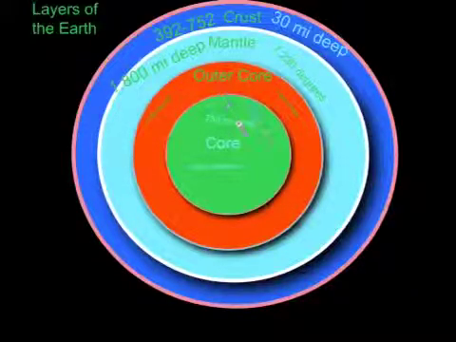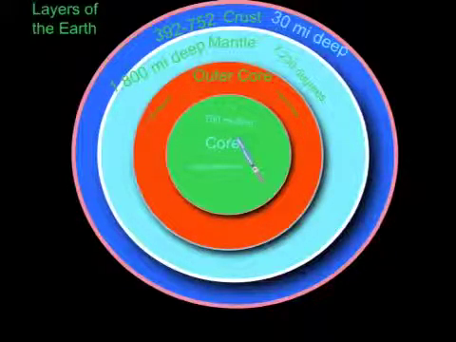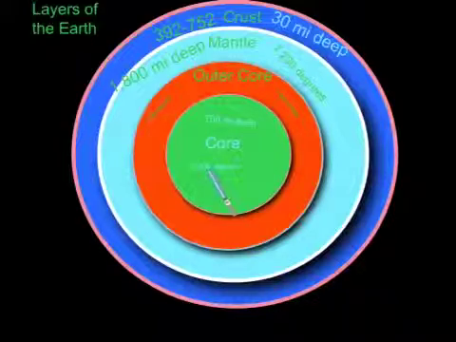In the outer core, it is 7,280 degrees and 1,400 miles deep. The core here, the center one, is 750 miles deep and is 10,800 degrees Fahrenheit.